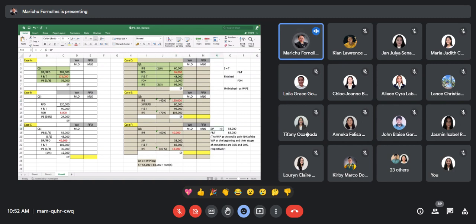This is the given data or information in the problem. It says SIP is 58,000, F&T is 82,000. The work in process at the end is only 40% of the work in process at the beginning, and their stages of completion are 30% and 60% respectively. So only one source is given, only one target is given.